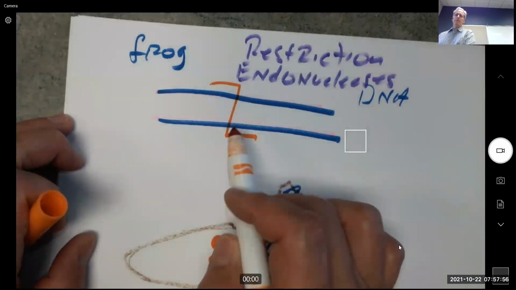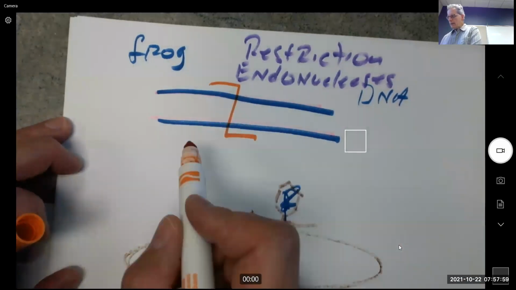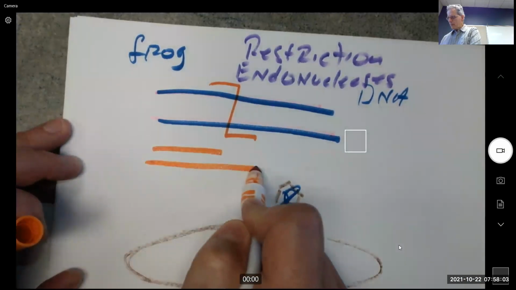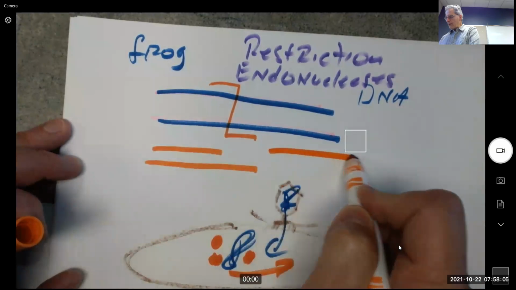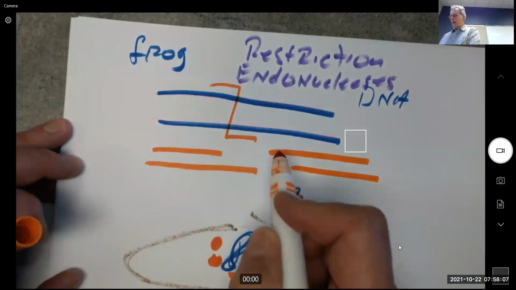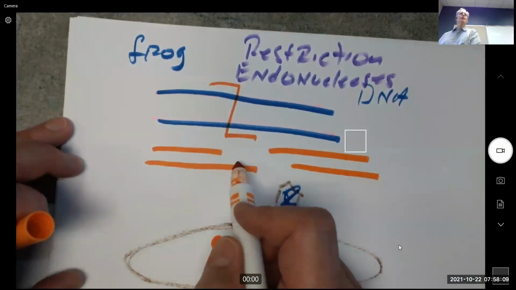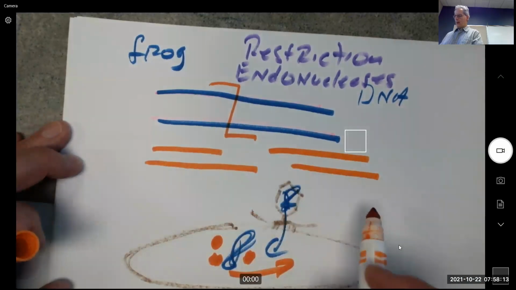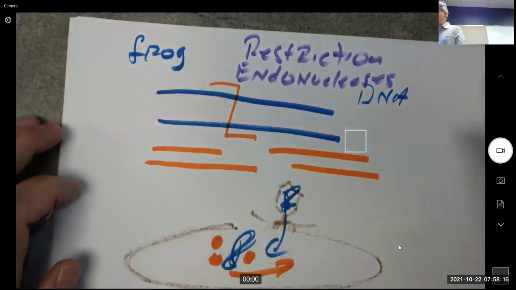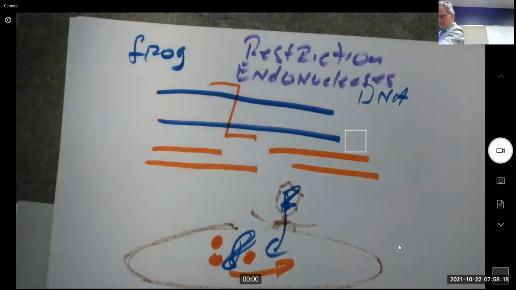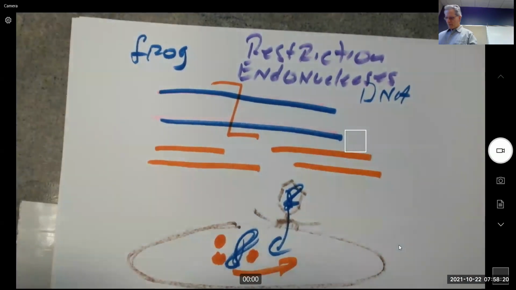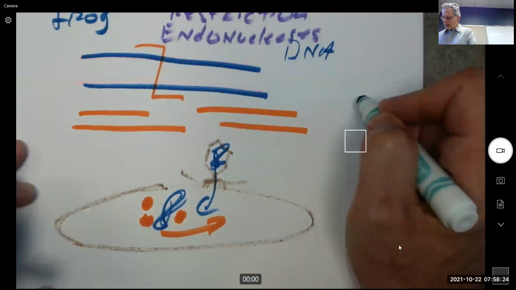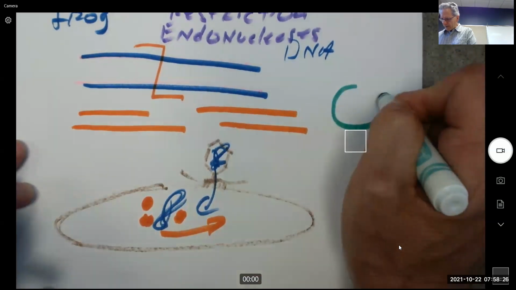And as the video talked about, this DNA will have so-called sticky ends. The DNA will have some overlaps like this. And these ends can re-anneal to each other if need be. Now let's suppose you use the same restriction endonuclease to cut plasmid DNA from a bacterium.